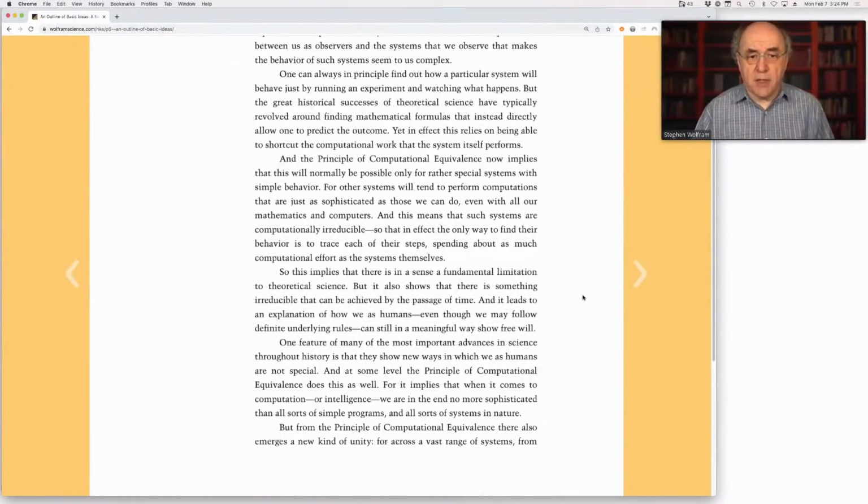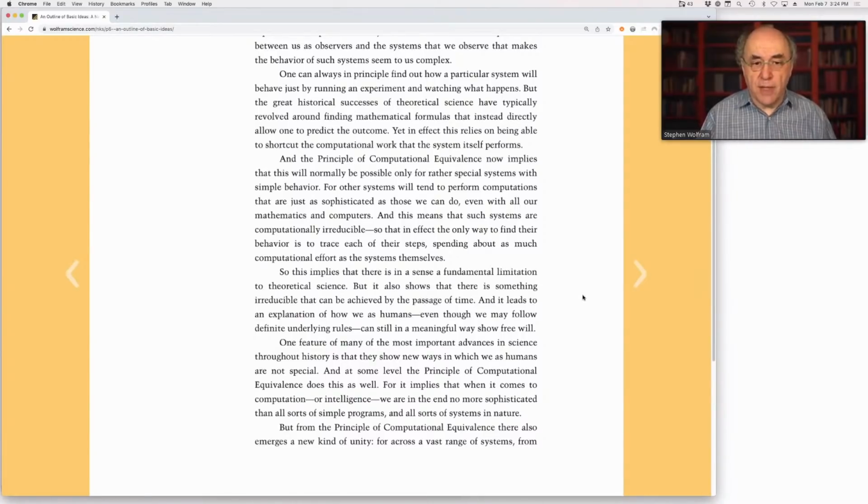So this implies that there is, in a sense, a fundamental limitation to theoretical science. But it also shows that there's something irreducible that can be achieved by the passage of time. And it leads to an explanation of how we as humans, even though we may follow definite underlying rules, can still in a meaningful way show free will.